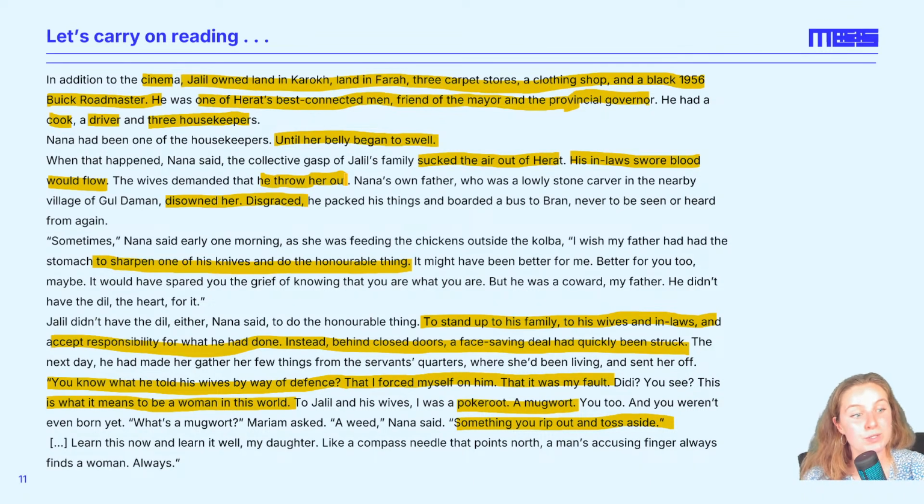This story comes out in which, as we can see, that compass needle of blame comes to Nana and said that she forced herself on him. Now, based on the power dynamic in that situation, we can say that is extremely unlikely, but we can see that it was cast as her fault, and that to them she was a poke root, a mugwort, as was Mariam. So they are metaphorically that symbol of them being weeds, paired with the cockroaches, this outcast, pest, unwanted thing, to literally be ripped out and tossed aside. And metaphorically, that is what happens to Mariam and to Nana as well, in being outcast to the outskirts of society.